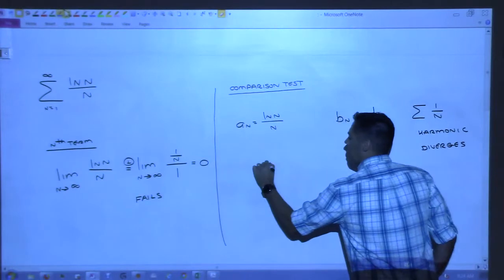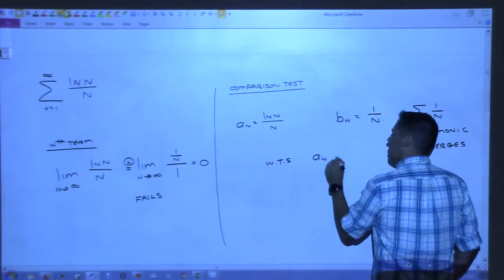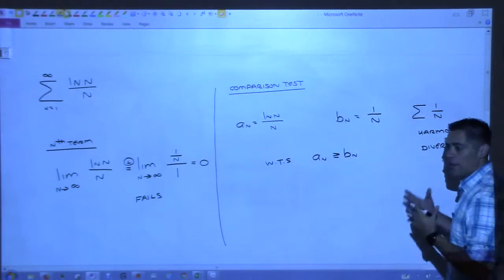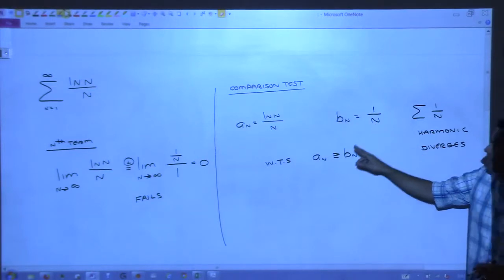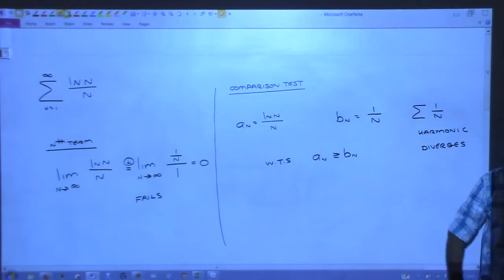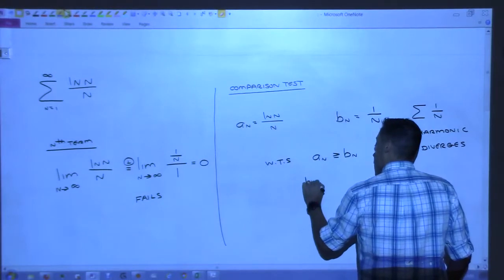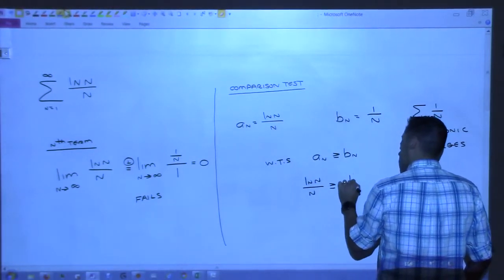what must I show? I want to show a sub n is bigger than or equal to b sub n. So again, the idea here is that if these add up to become infinite, and I can show that these are bigger, then that one's going to have to be infinite also, right? So let's see if that works. Is natural log of n over n greater than or equal to 1 over n?